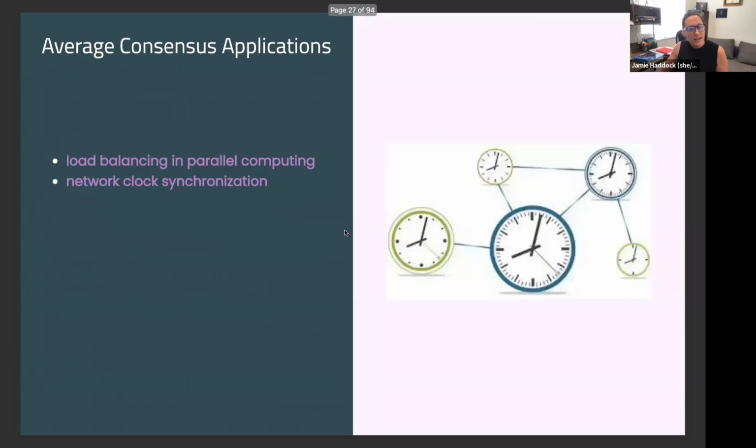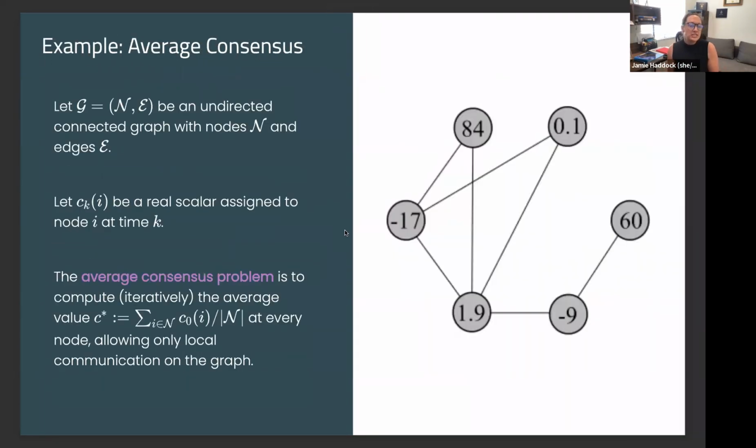Oh, and I guess I cut the example. So let me just say the average consensus problem on this network that we're seeing would attempt to, in some sense, only use local communication. Nodes would talk only to the neighbors that they're connected to in each time step in order to iteratively progress towards the average of all of their initial secret values. Okay.